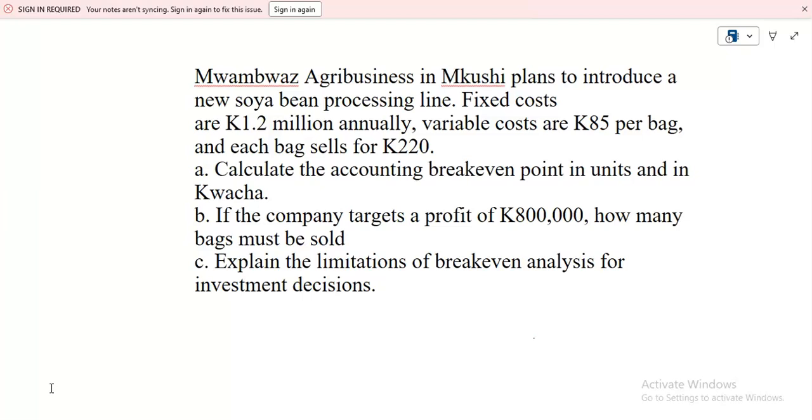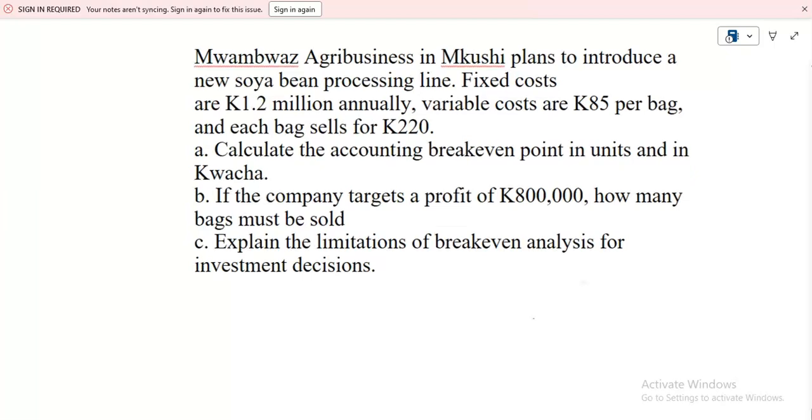Alright, so here they want us to determine the break-even point both in units and in Kwacha. So what is break-even? Break-even point is the point at which we are neither making profit nor losses. It is a point at which a business is engaged in business where they are not making profit or losses. At that particular point is what break-even is. Alright, we are going to go ahead and actually solve.